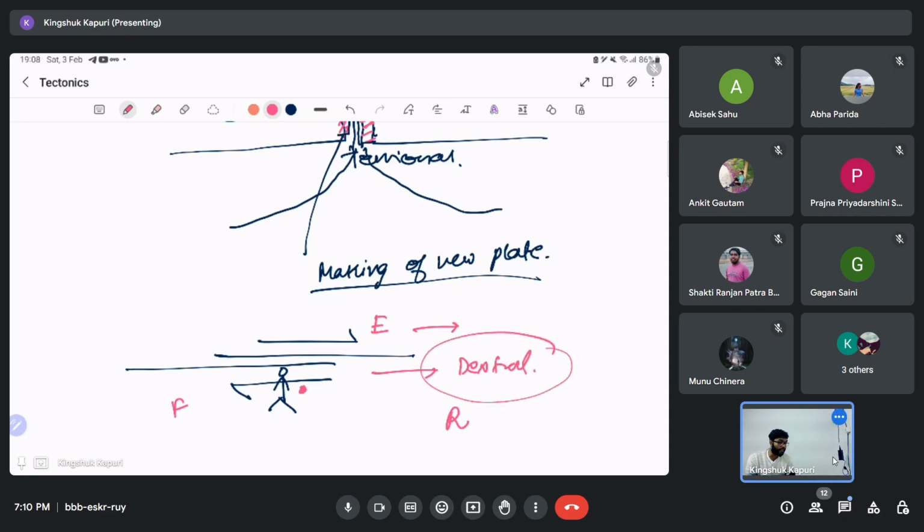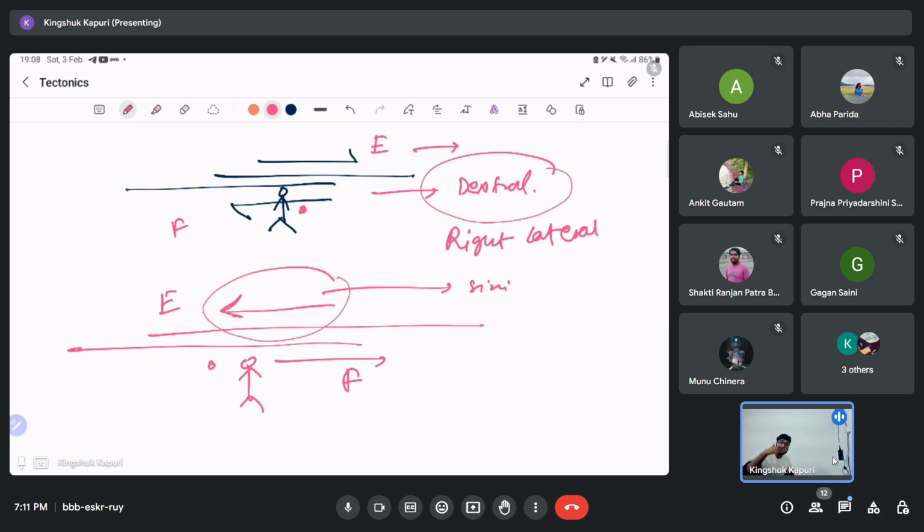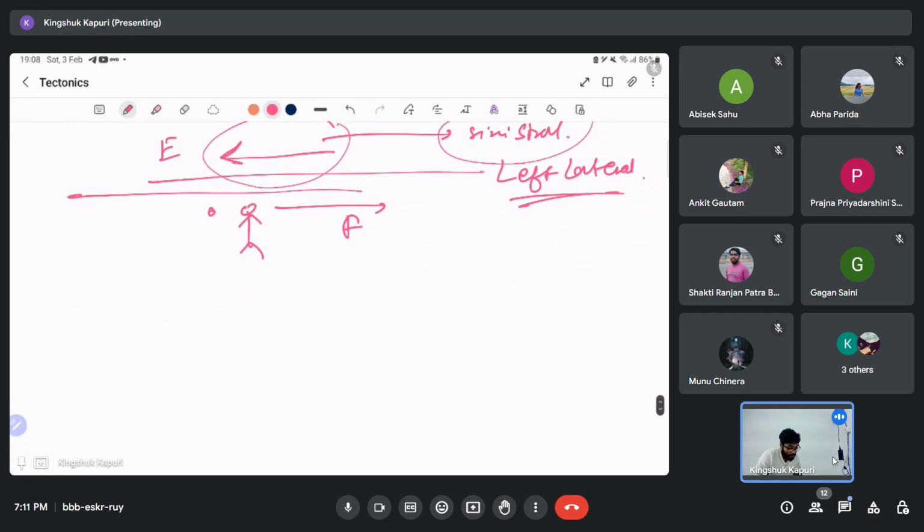Now this motion is a dextral motion. Dextral means right lateral. If you have a boundary, and you are standing here, and this plate E is moving towards the left side and F is moving towards the right side, if you are standing in F, then this motion is the sinistral motion, meaning with respect to your plate, the opposite plate is moving towards the left hand side. This motion is called the sinistral motion, the left lateral. Okay, we can see all these examples in transform boundary.